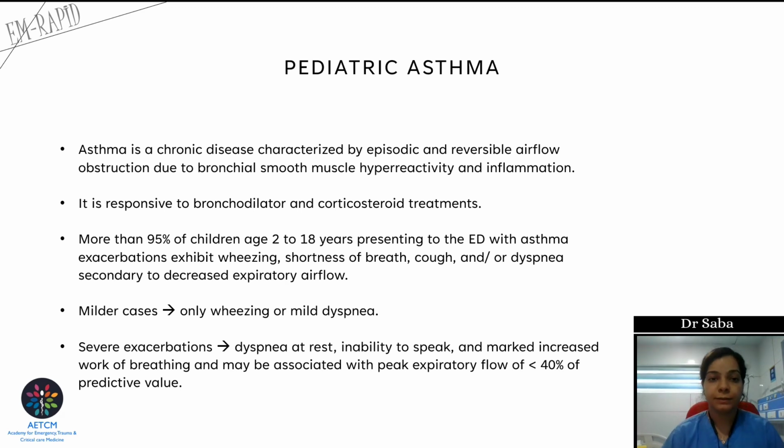Asthma is a chronic disease which is characterized by episodic and reversible airflow obstruction due to bronchial smooth muscle hyperreactivity and inflammation. So the bronchial smooth muscles will get inflamed and hyperreactive, and it will cause airflow obstruction. But this airflow obstruction is reversible and episodic, and this defines asthma.